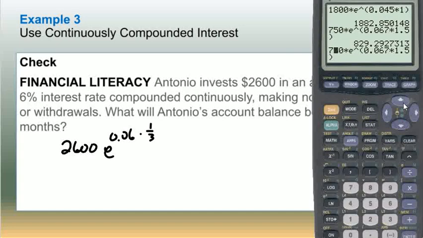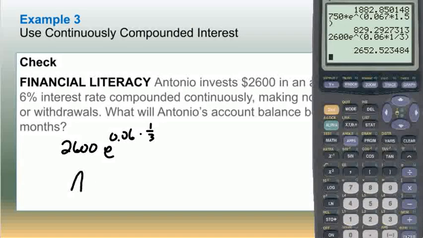So this is 2,600 times e raised to the 0.06 times 1/3. So 1 divided by 3. End parentheses, delete this last parentheses. And we would get our account balance of $2,652.52.